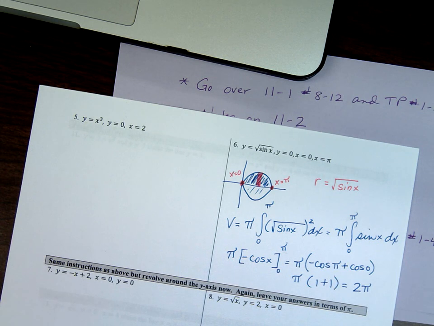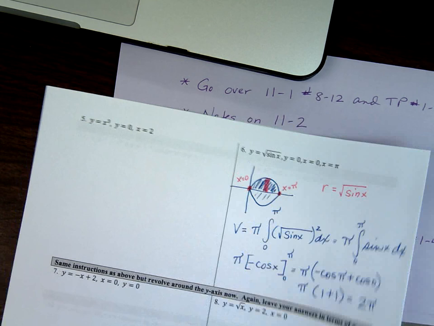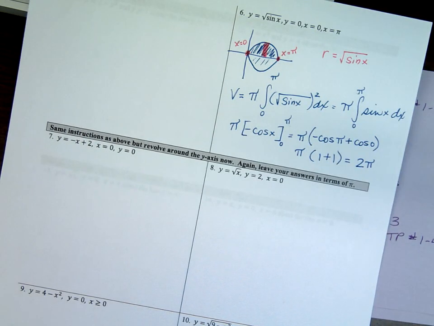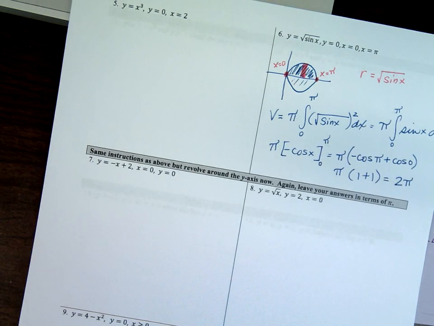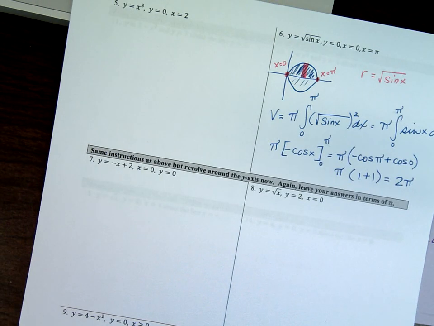All right. Let's at least start the setup for number 10. That's the next one and last one that I wanted to try to do. We'll see where we can get to in the midst of 5 minutes. All right, this one now changes the directions, and it says, same instructions as above, but revolve it around the y-axis. Leave your answer in terms of pi.